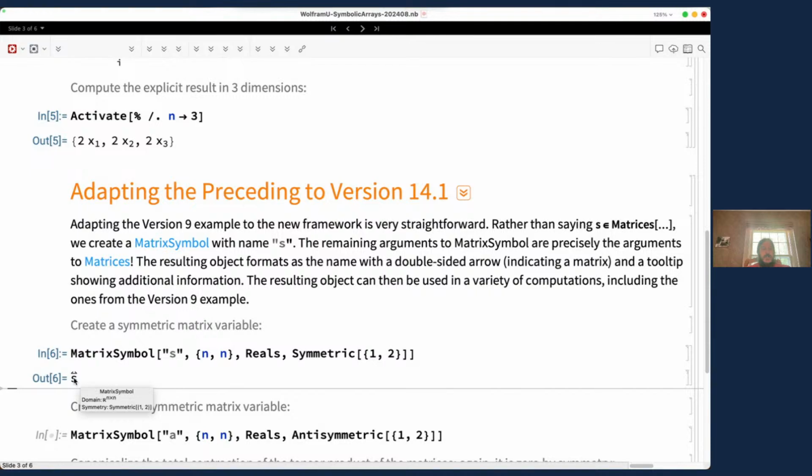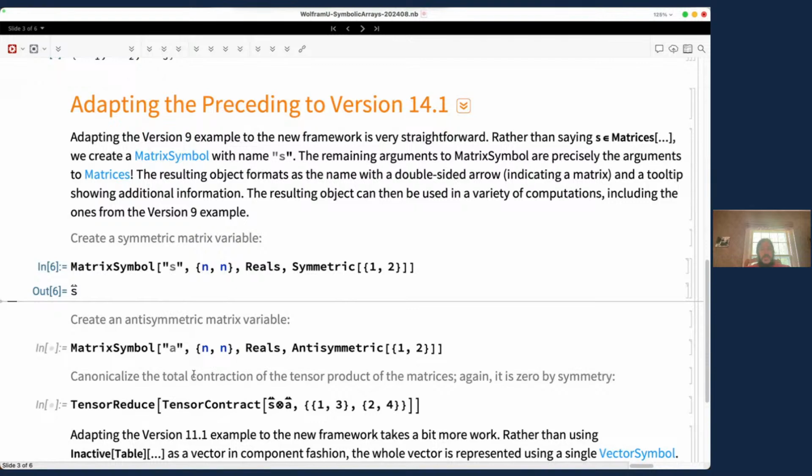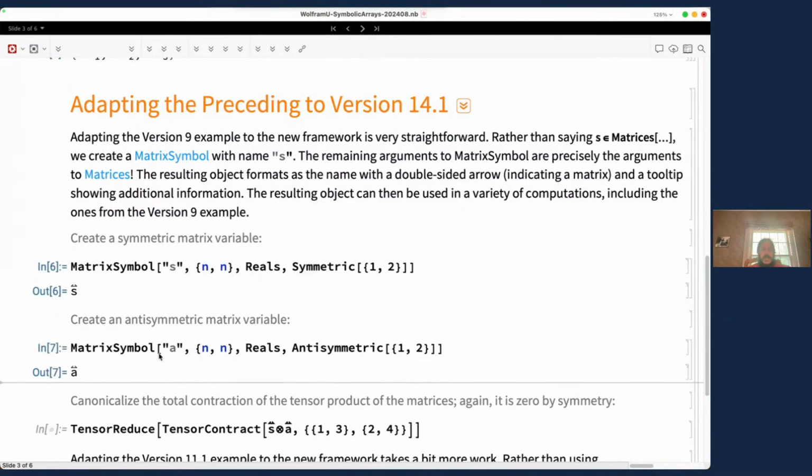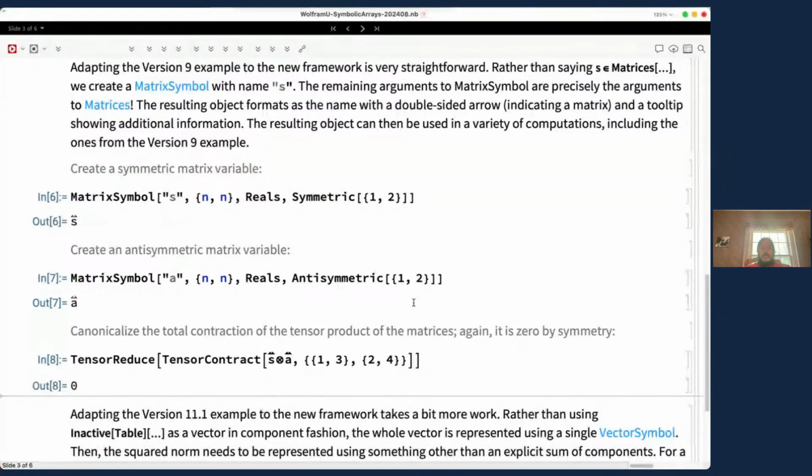On hover, there's a tooltip that says, oh, this is a matrix over the reals of n by n, and it has a symmetry. And similarly, we can create an anti-symmetric matrix using matrix symbol, and there we go. It looks much the same, only it's anti-symmetric in the last two slots. And we do the exact same input we did before, and we get 0.